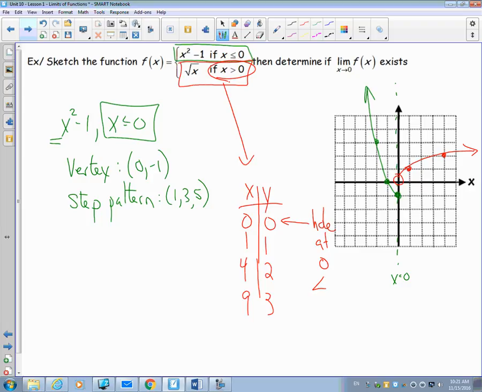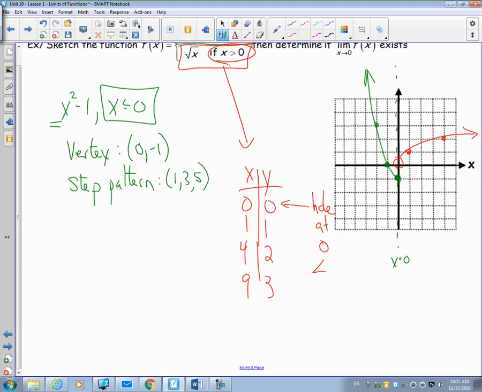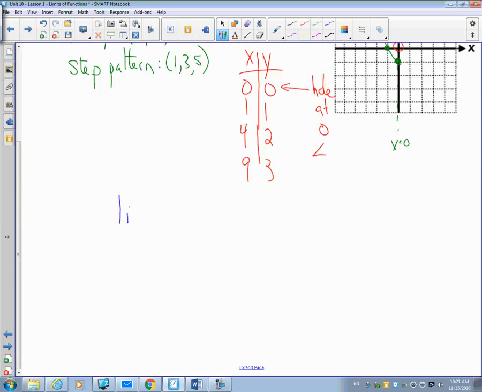So we got ourselves a piecewise function. The second part of the question asks, does the limit as x approaches 0 exist? Well, from our picture, we can see there is a jump discontinuity. So we know the limit does not exist. So as we approach 0 for this function, the limit does not exist.